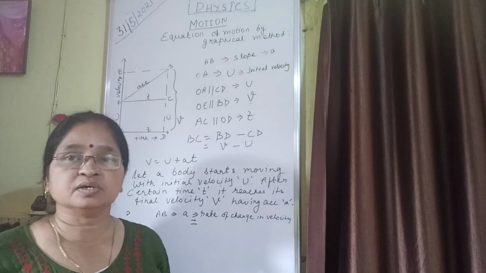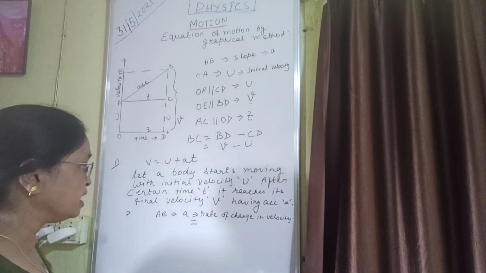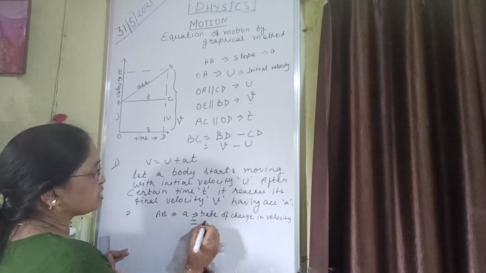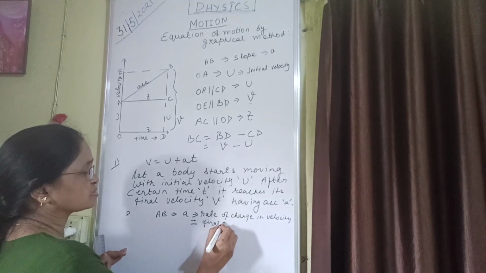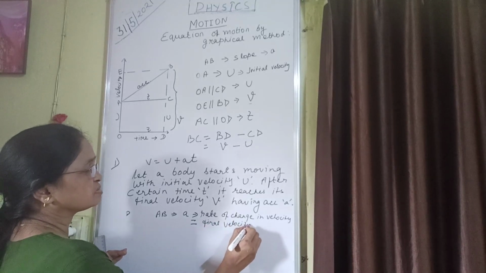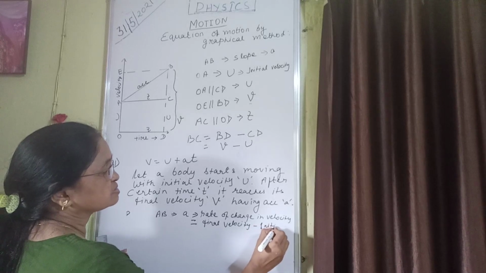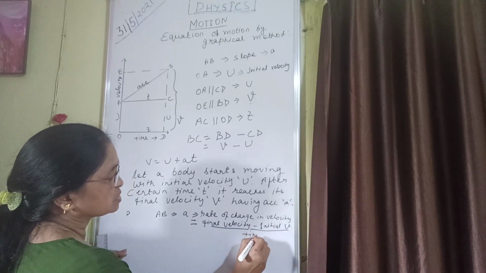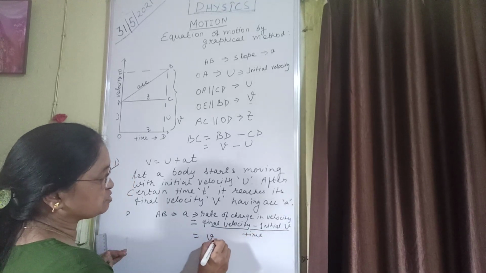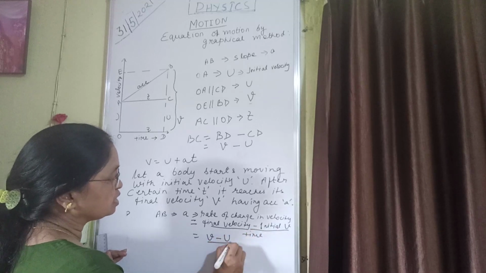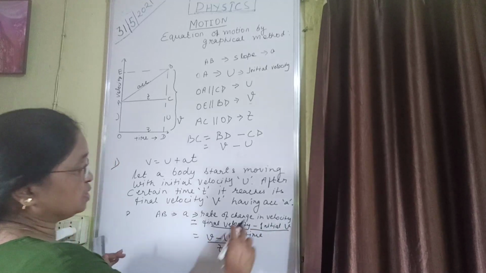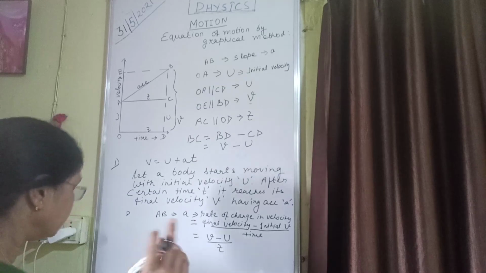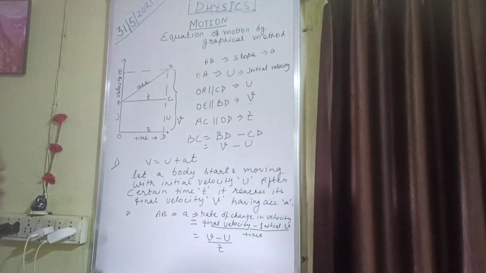Rate, again I am reminding you, is any physical quantity divided by time. So here, change in velocity, what are you getting? Final velocity minus initial velocity, by time. So here final velocity is V, minus initial velocity U, by time t. So this you have done, but when we are doing it graphically, then students, what will we do? Just see.